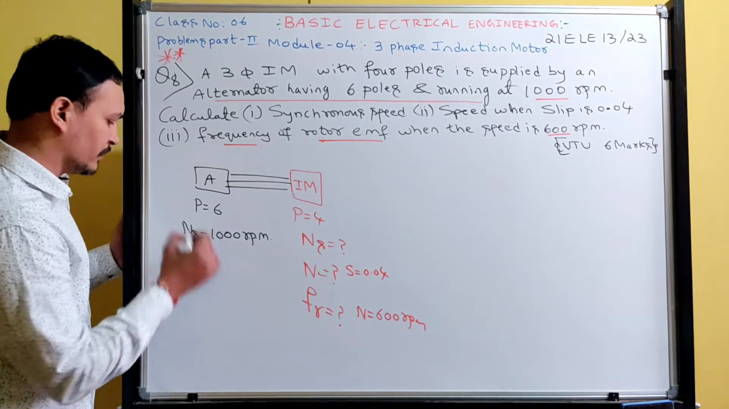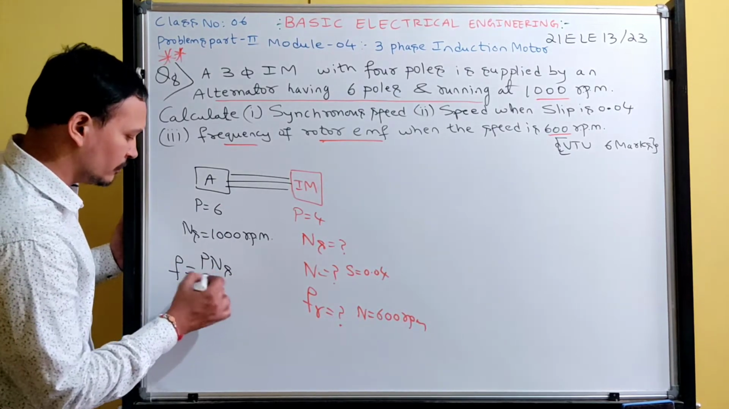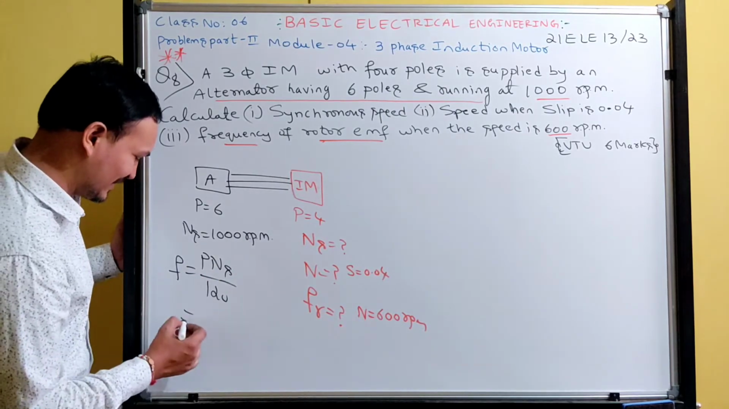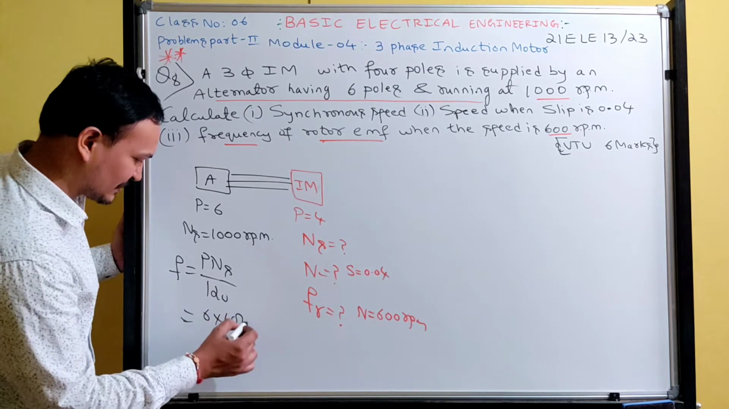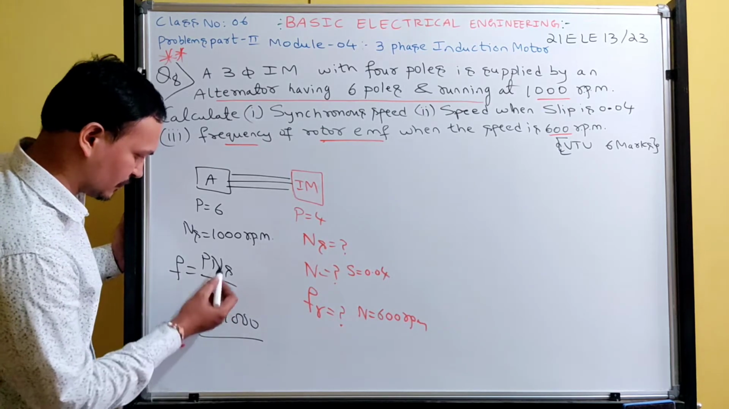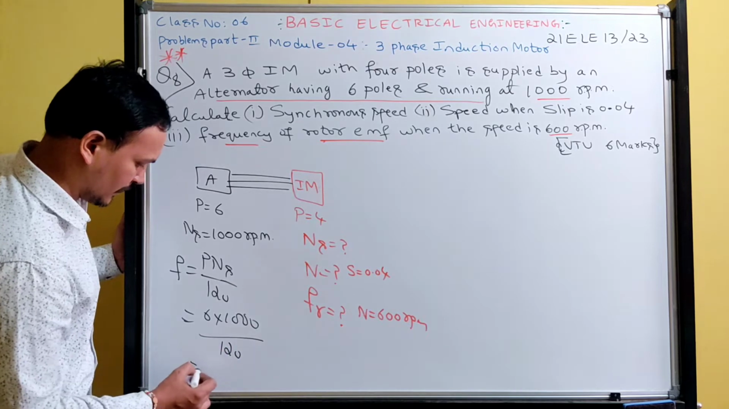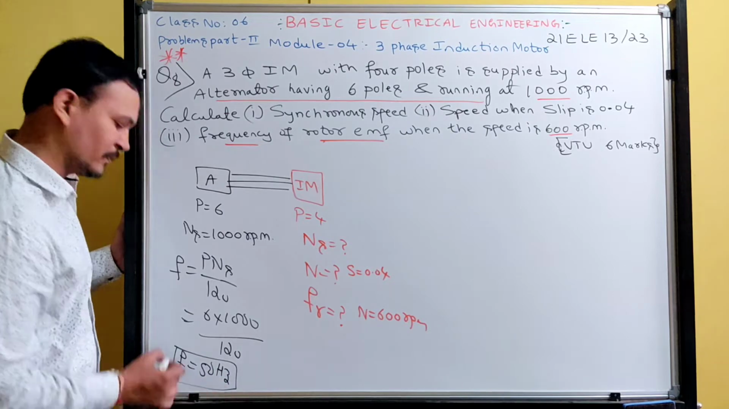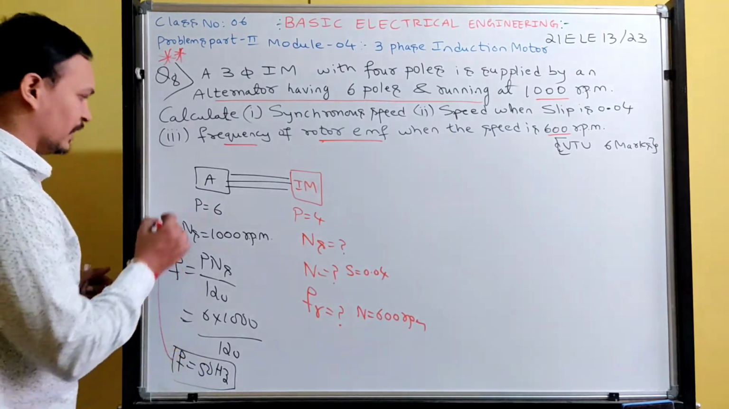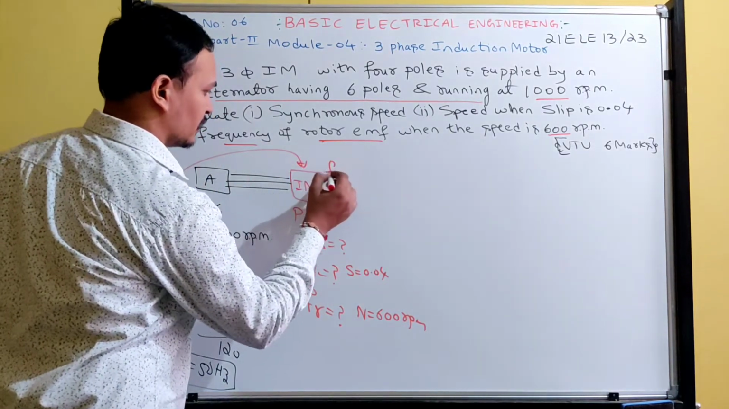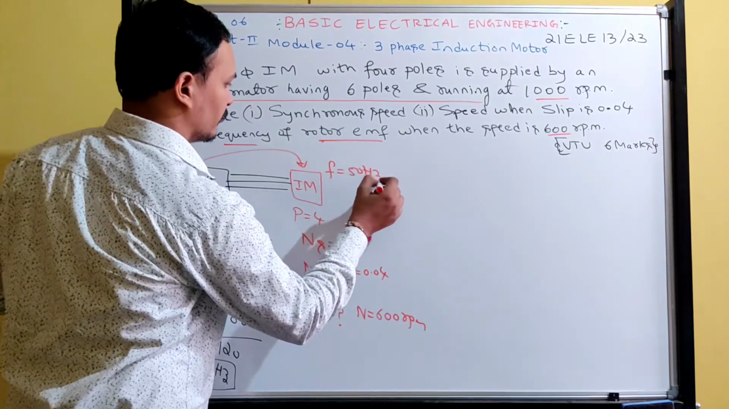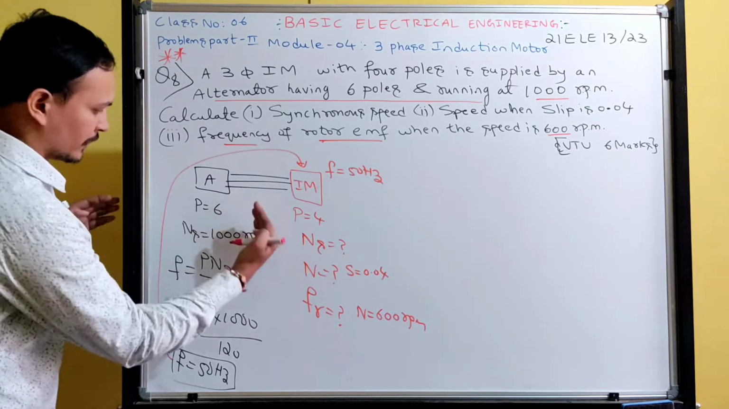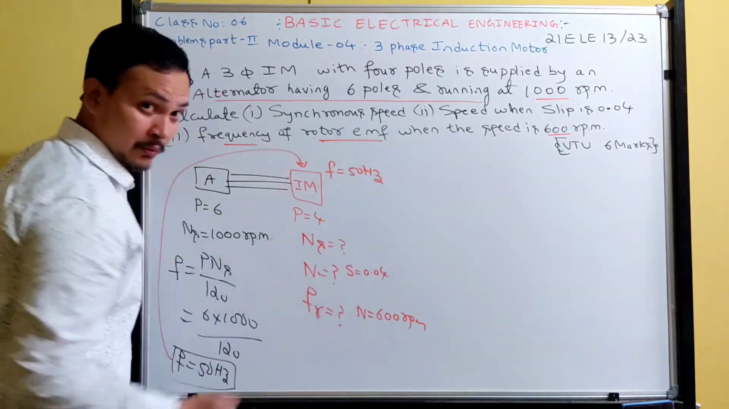So first calculate the frequency as usual. P Ns by 120. You already told the answer, 50 Hz, because the data is like that. So P into Ns, poles into Ns divided by 120. Excellent. Frequency is 50 Hz. Take this frequency here. Later, forget whatever is given in the alternator data. Forget everything. Concentrate only on this side from now onwards.